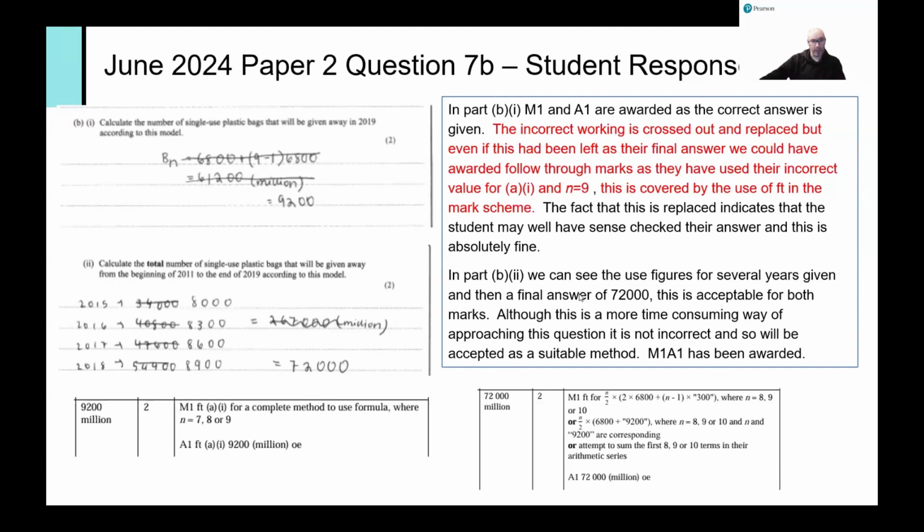For the second part, they've used the figures for several years and then given the final answer of 2000. This is acceptable. It's a slower method, but it is suitable. So it will get the marks.